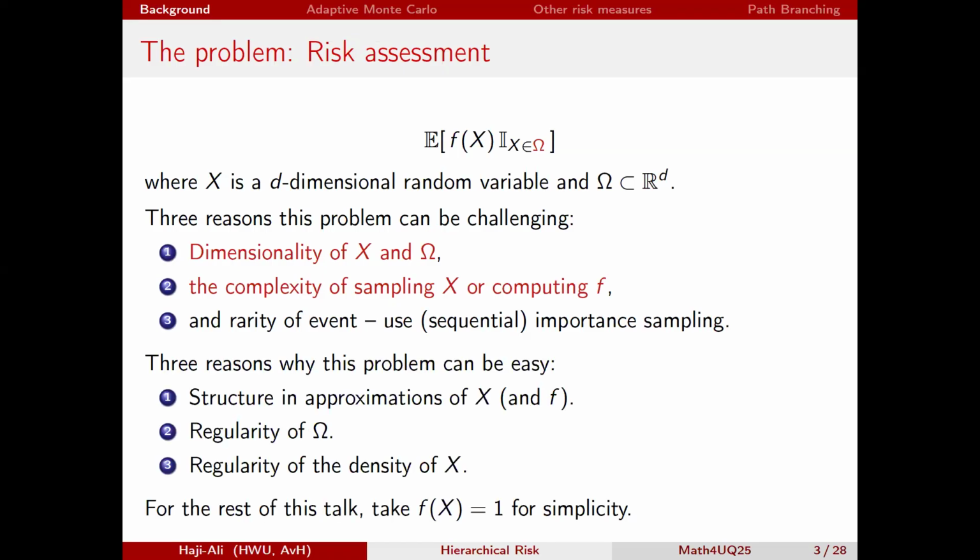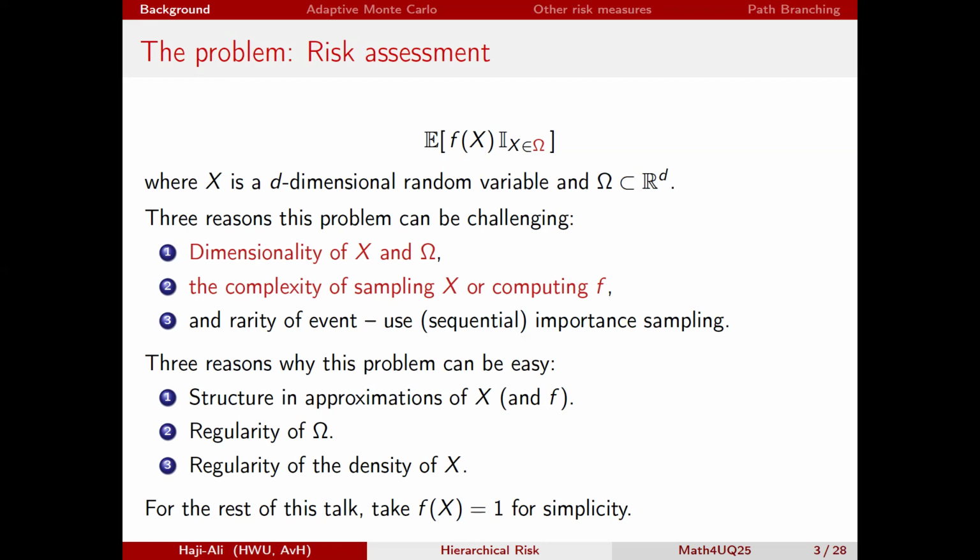But there are also reasons why this problem is easy in some sense. The structure of x and f allows us to use hierarchical techniques like MLMC. And the regularity of omega and the density of x allow us to smoothen out this discontinuity, which will be the main problem, as we talk about in this background.